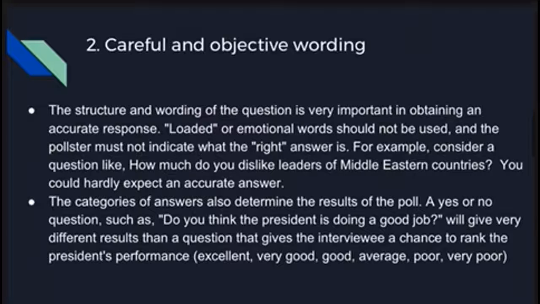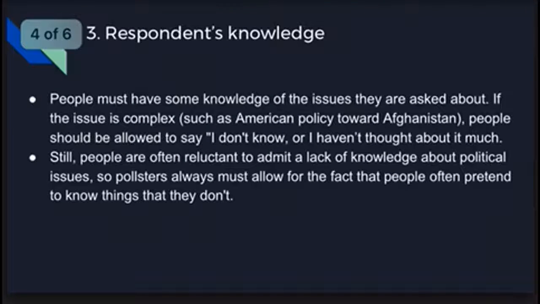The third is respondents' knowledge. People must have some knowledge of the issues they're asked about. If the issue is complex, such as American policy towards Afghanistan, people should be allowed to say, I don't know, or I haven't thought about it much. Still, people are often reluctant to admit a lack of knowledge about political issues, so pollsters must always allow for the fact that people often pretend to know things that they don't.